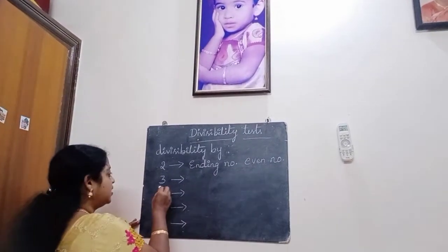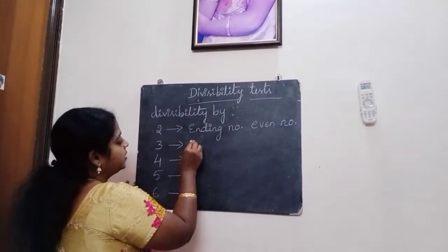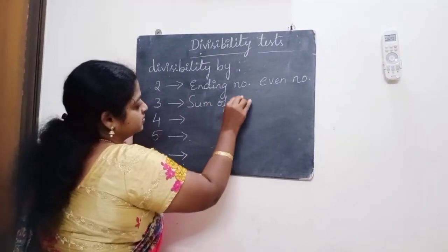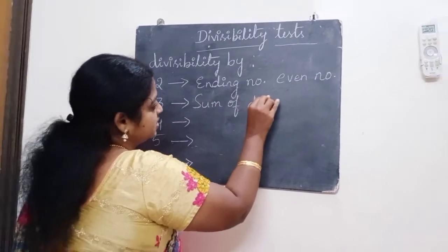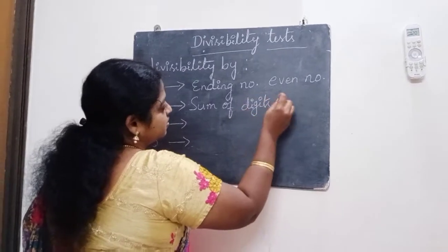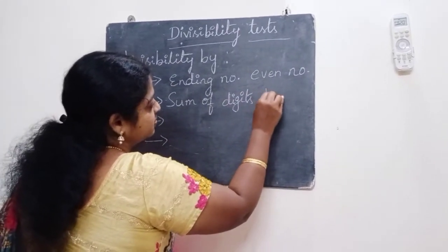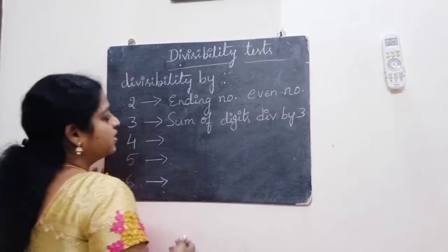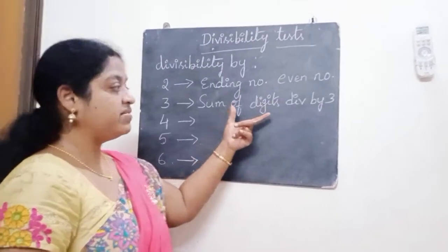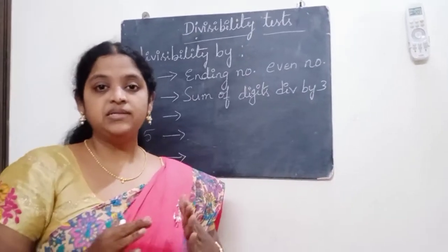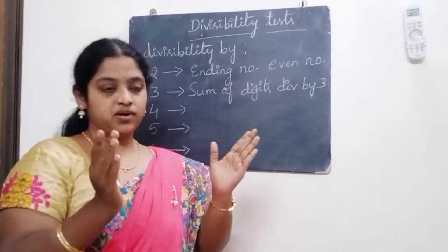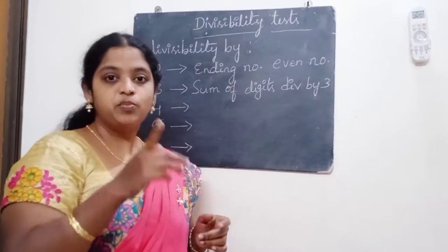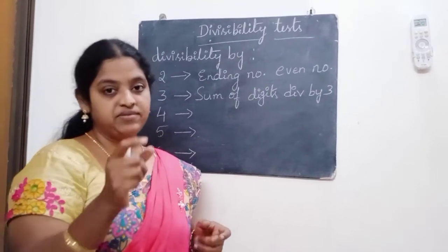Okay. And for 3, the sum of the digits should be divisible by 3. Sum means addition of the digits of the given number. For example, if it is 123, 1 plus 2 plus 3, the total sum should be divisible by 3.